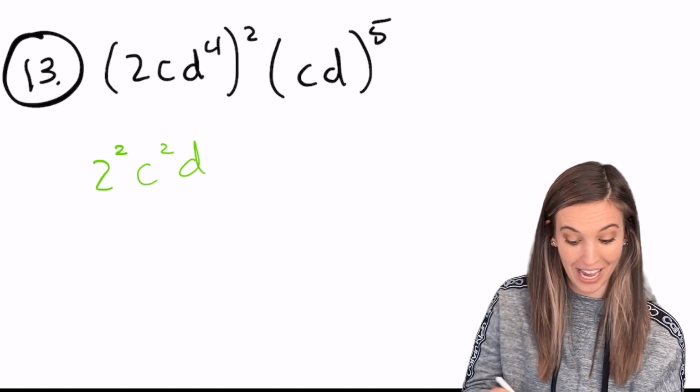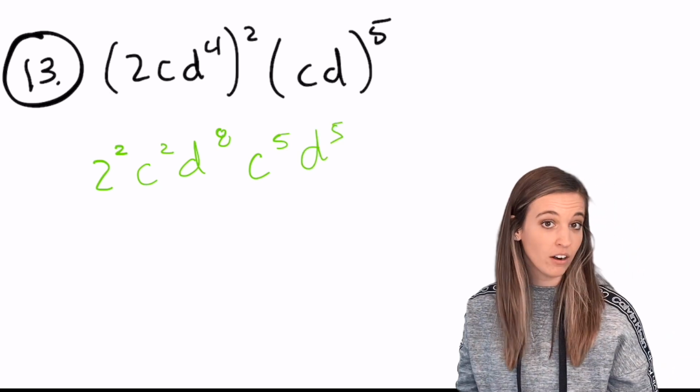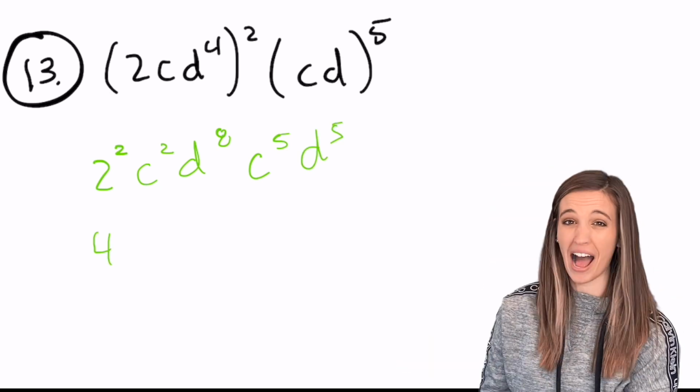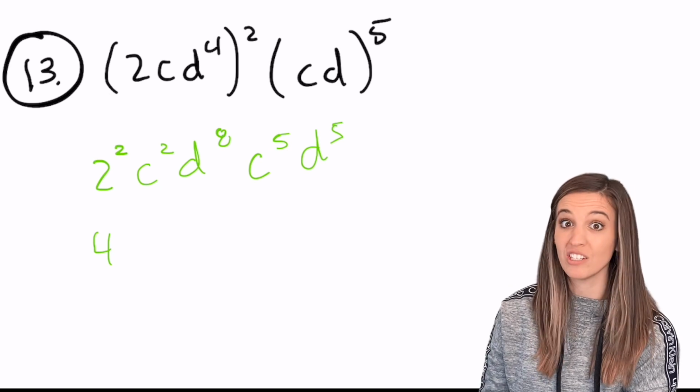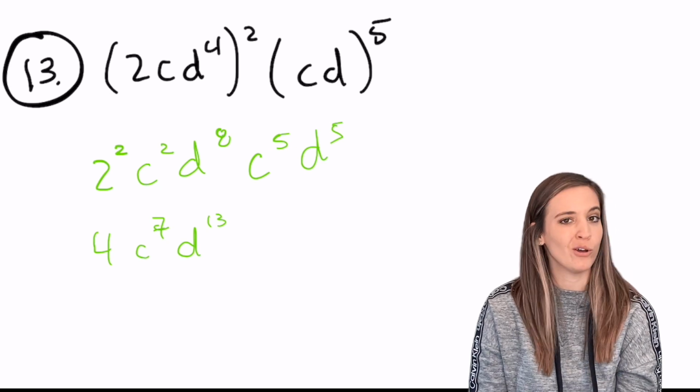Close by multiply, d to the 8th, and then c to the 5th, d to the 5th. Well, am I done there now that I've expanded it all out? No, I have things with the same base being multiplied, so I need to add their exponents. So c to the 7th and d to the 13th. 2 squared, I know is 4, so I just write 4.